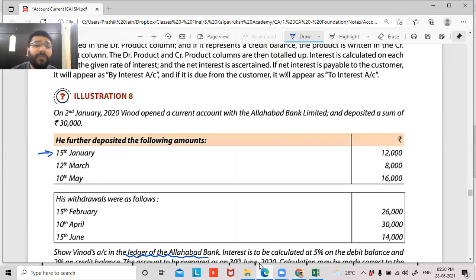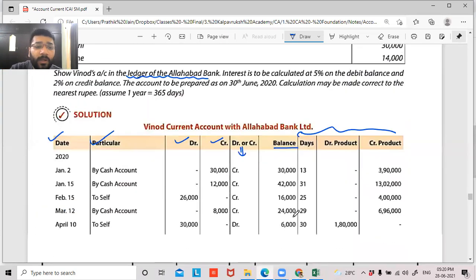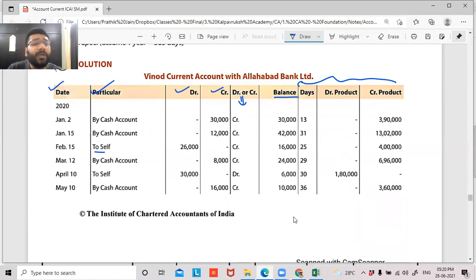Right. Superb. After 15 January, guys, please tell me on which date the next transaction takes place. 15th February, 26,000 rupees is withdrawn, guys. What will be the journal entry? Can I say Vinod's current account debit to cash? Correct. But in the bank there's a system that to cash you put it, but also in brackets you mention that this money is withdrawn. So it is self-withdrawal. You basically write a cheque and give it to the bank and the bank gives you money in cash. That is called self-withdrawal. So the wording they have put is 'to self'. To self means withdrawal. You can write 'to cash' and also put 'self' in brackets. That is also fine.